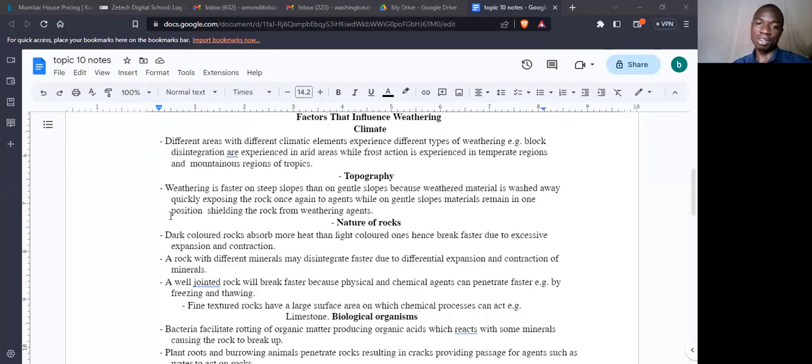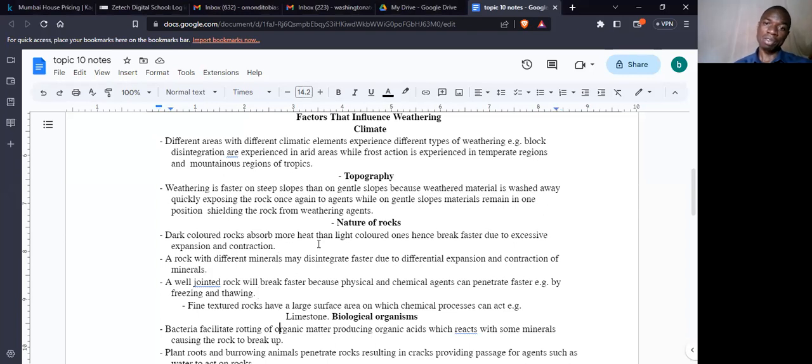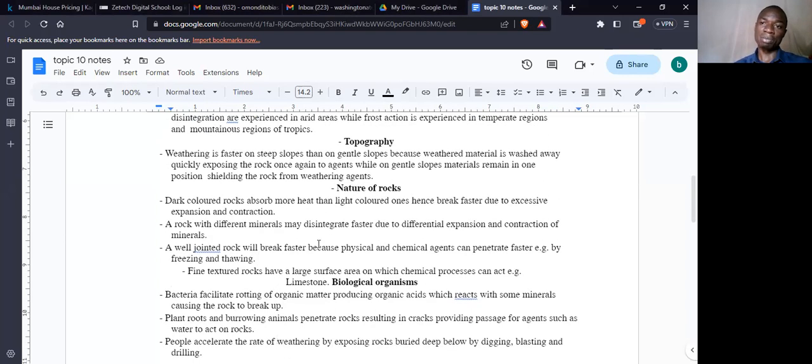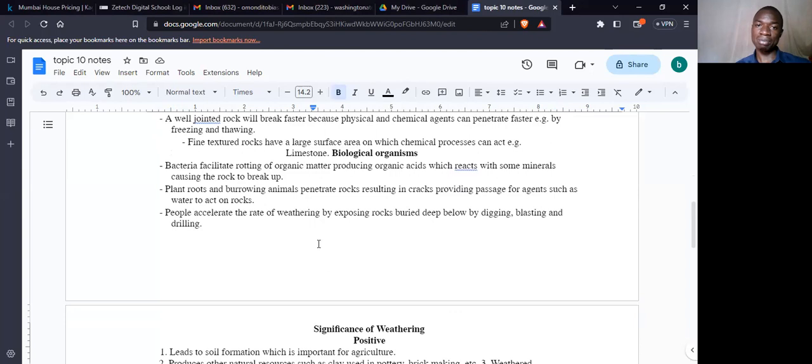Yes, we were there. So I was talking of the nature of rocks, and here I was talking about hard and soft rocks. Hard rocks will require more time for exposure for them to break compared to soft rocks, which require a very little time to decompose. Then finally, you have biological organisms. These are just living organisms. What are these living organisms doing that will influence the breaking of the rocks?